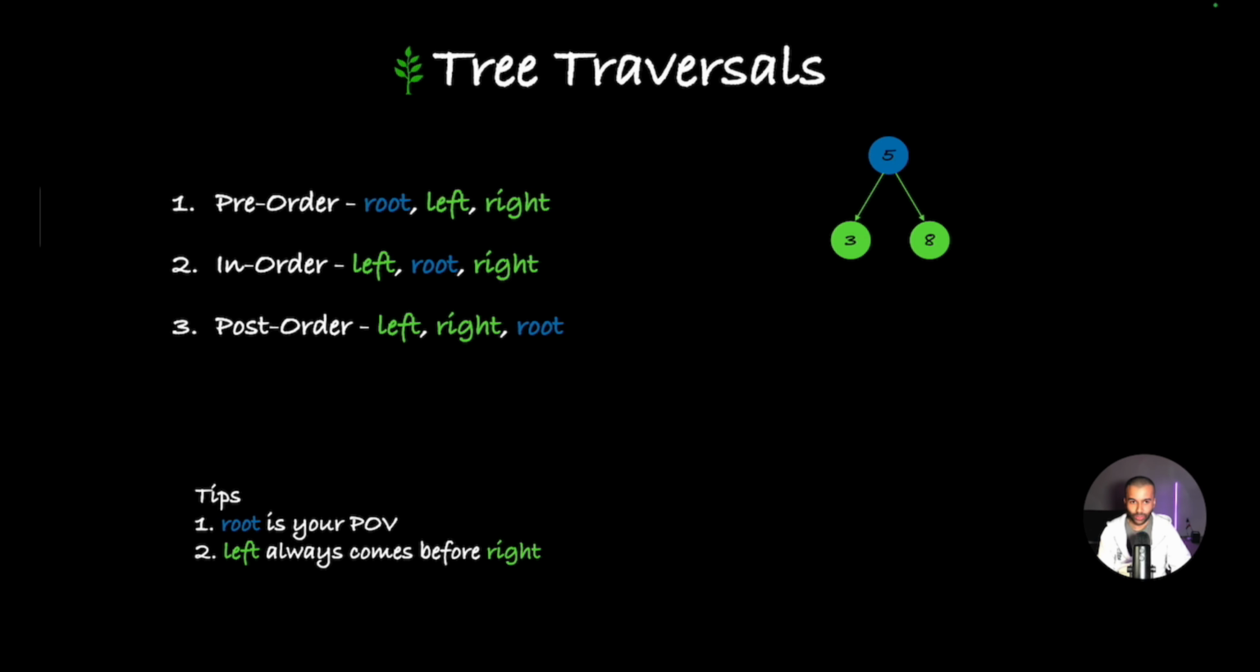Let's take a look at this very super simple small tree. The pre-order for this tree is going to be 5, 3, 8. The in order is going to be 3, 5, 8. And the post order is going to be 3, 8, 5.